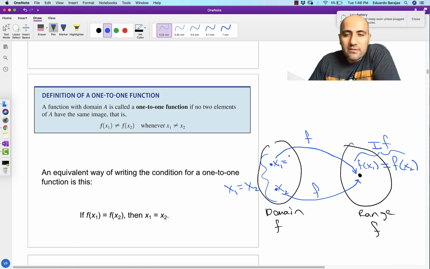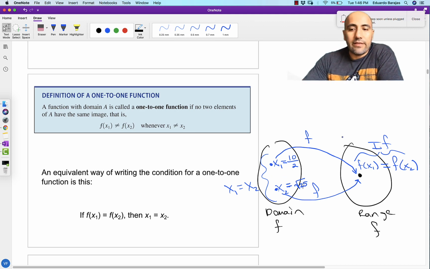Like maybe somebody says, look, when I plugged in 10 over 2 into my function, I got this value. And I came over here, and then I plugged in the square root of 25. They're different, and then I got the same value, right? And you're like, oh, wait a minute. No, in fact, it turns out that 10 over 2 and the root of 25, they're both equal to each other. Oh, okay. And that must be true for every single value.